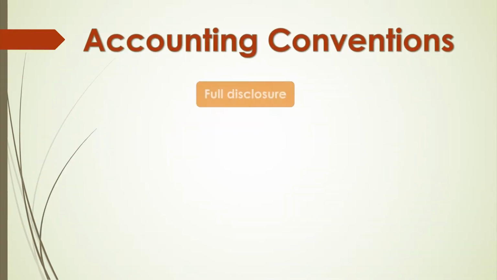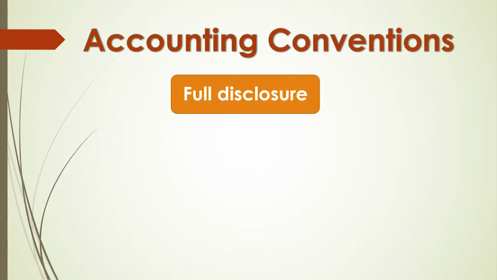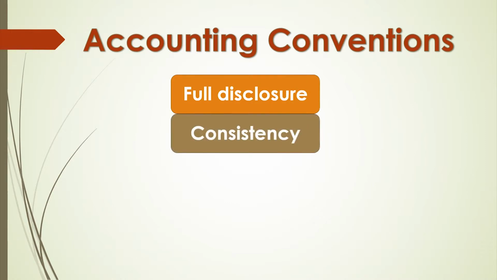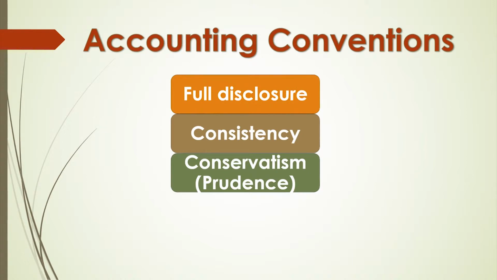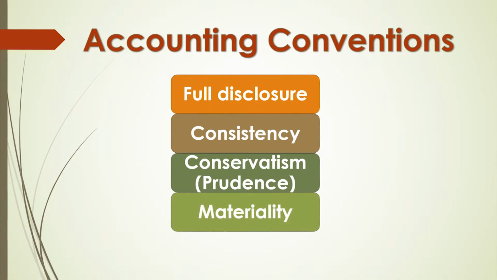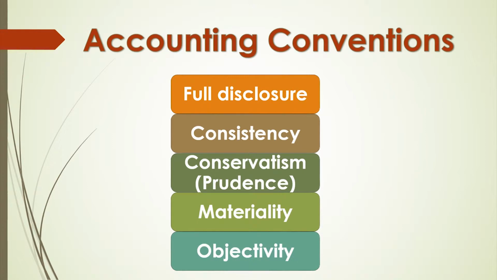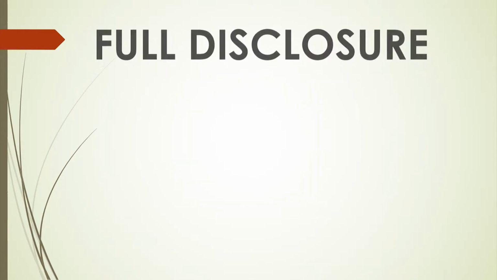First one is full disclosure. Secondly, consistency. Third one, conservatism. Fourth one, materiality. And lastly, objectivity. Let's start with the description. First one is full disclosure.